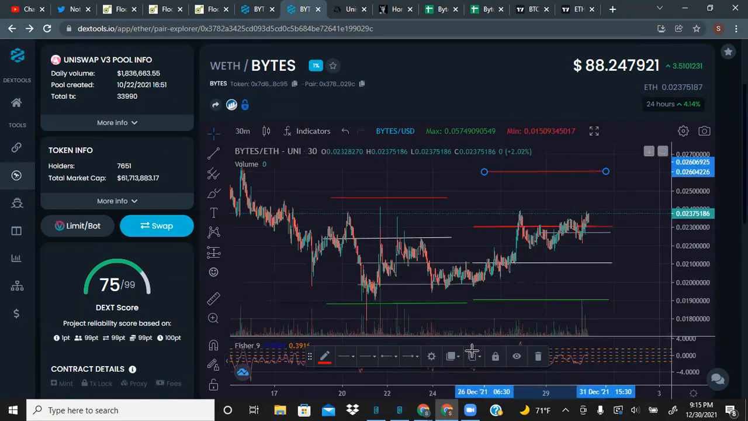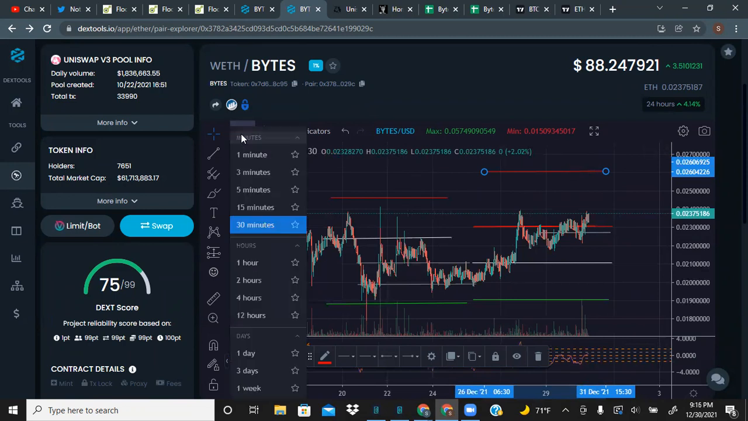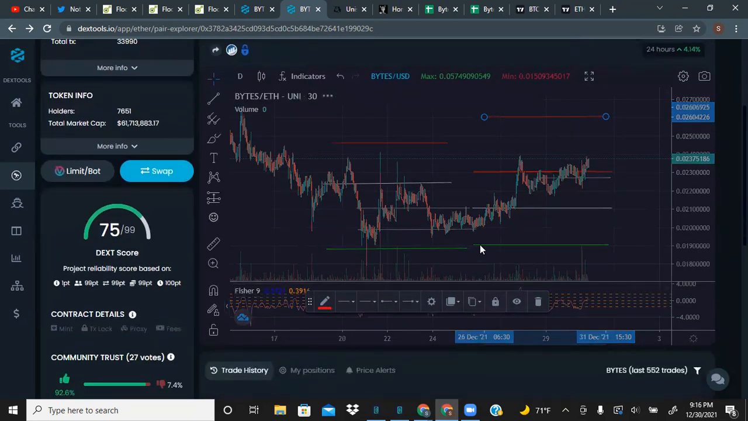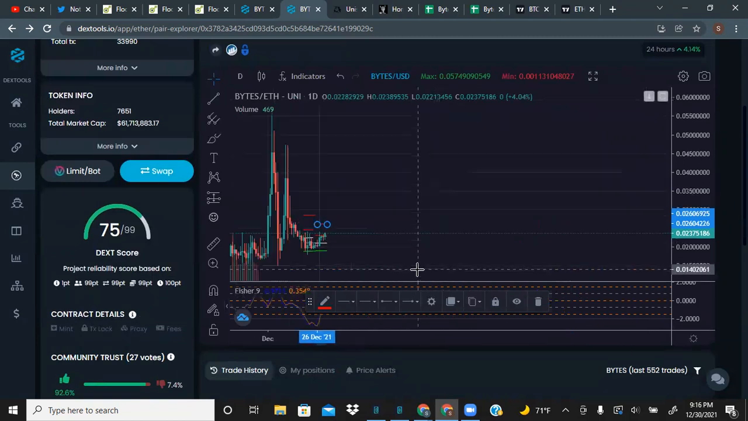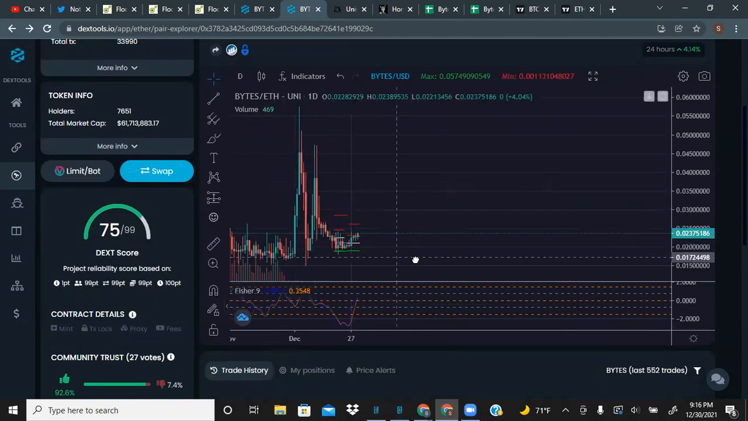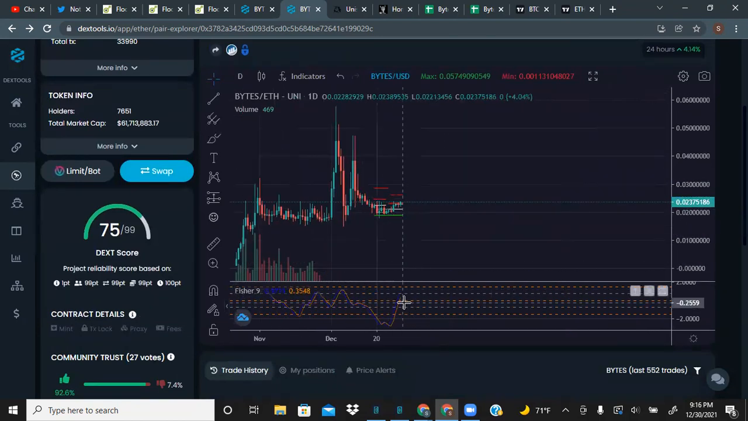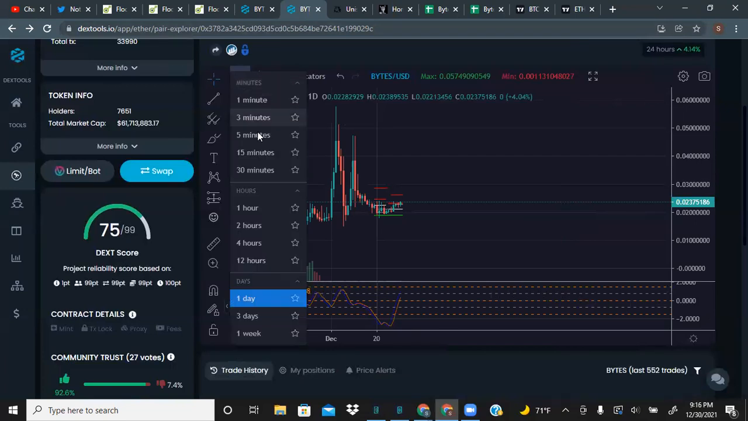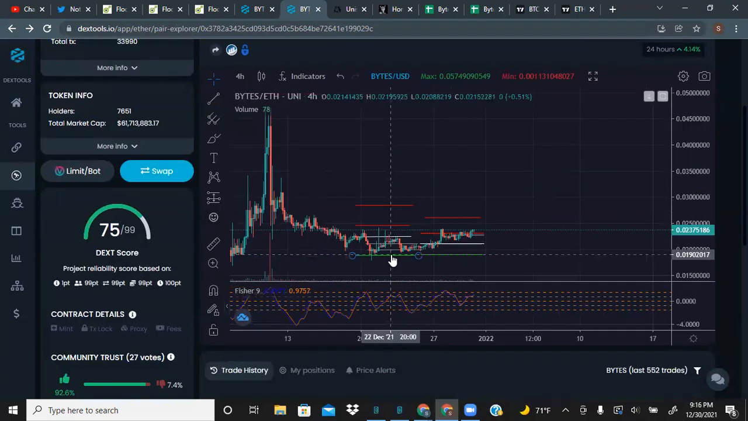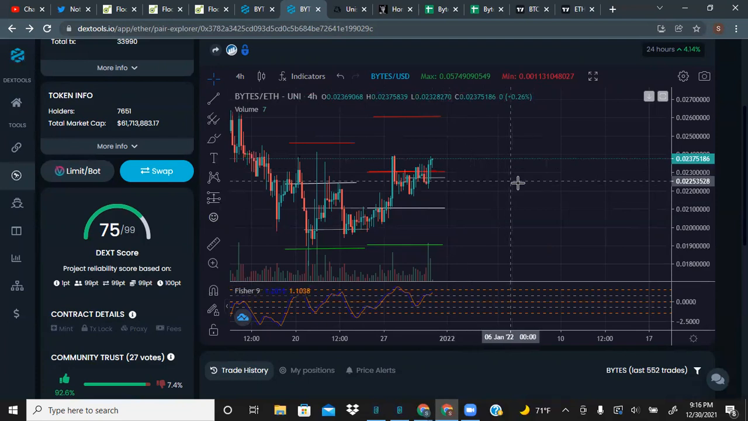Let's check out the Fisher transform, the momentum here, and see what's going on in the long term. Yeah, we're still on an uptrend, which is good. You can see we definitely bottomed out here, and we're trying to get some momentum to make a new wave higher. So we'll definitely keep an eye on that as well.